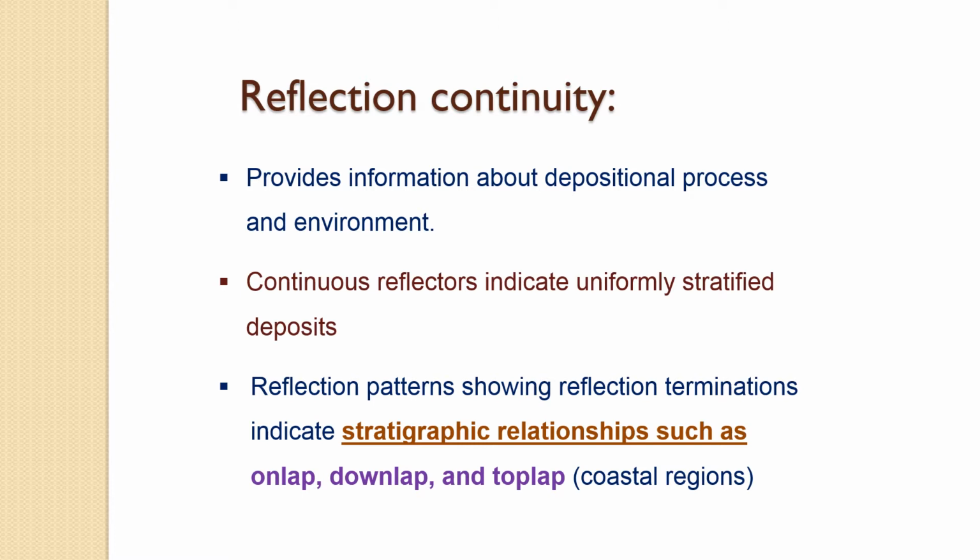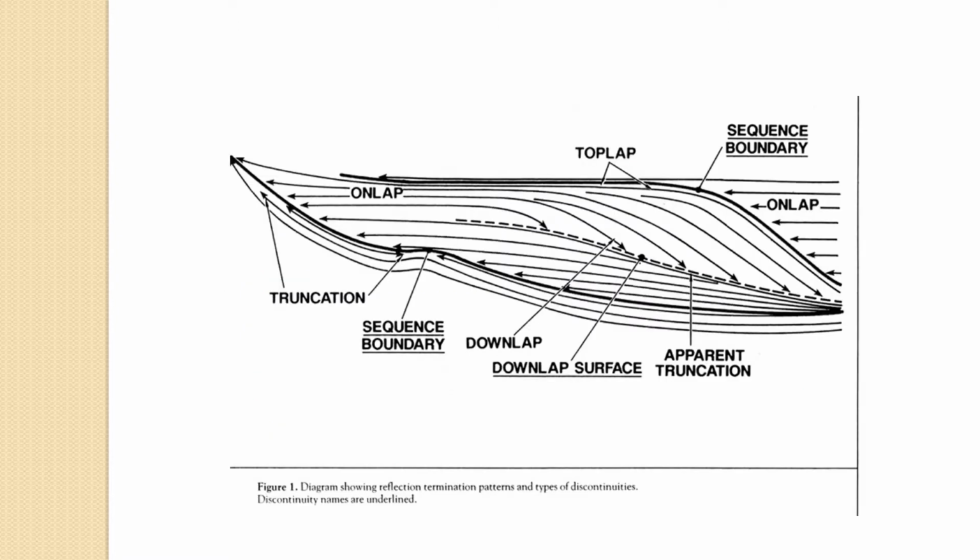So once you don't have any continuity, you have discontinuities or terminations, and those we call stratigraphic relationships, such as onlap, downlap, and toplap, as you will study that in basin analysis. This figure shows different kinds of terminations. You can see the toplap on the top, onlap on the left side, truncations, downlaps, and the difference between the sequence boundary here and the downlap surface and apparent truncation, and so on.